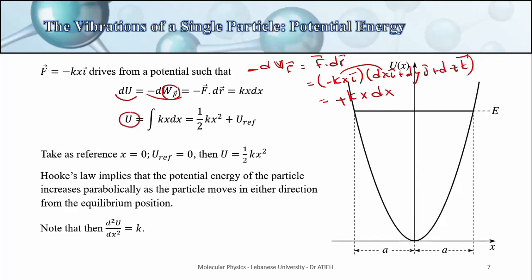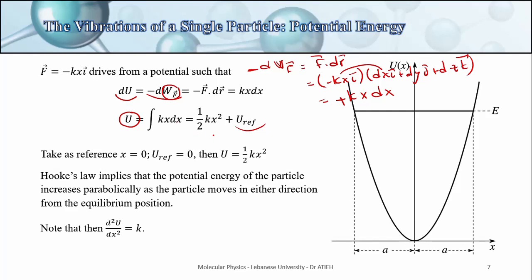To get U, the total elastic potential energy, we have to integrate. The integral of kx dx is equal to half kx squared plus a certain constant. How to find this constant? We choose a particular point, substitute this point, and find U reference.